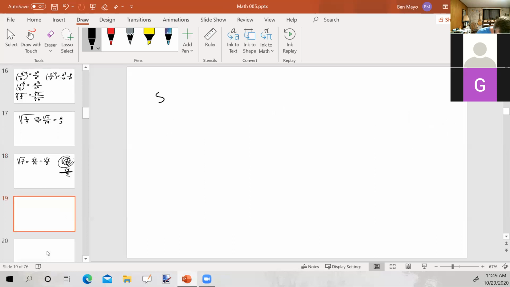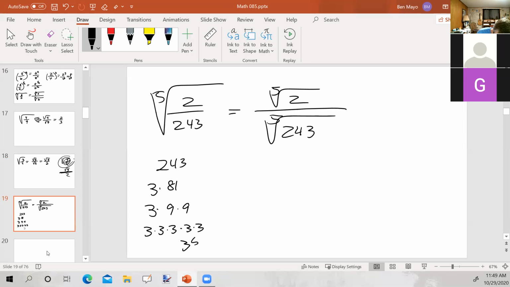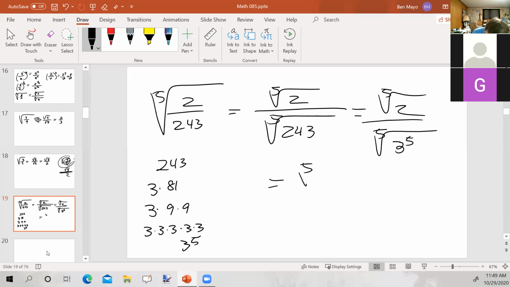Let's see here. We have the fifth root of 2 over 243, which would be the fifth root of 2 divided by the fifth root of 243. Now, 243 is 3 times 81, which is 3 times 9 times 9, which is 3 times 3 times 3 times 3 times 3, which is 3 to the fifth power. Why is that nice? Because on top, I've got the fifth root of 2. What's the fifth root of 3 to the fifth? 3. Ta-da! See how nice that is?